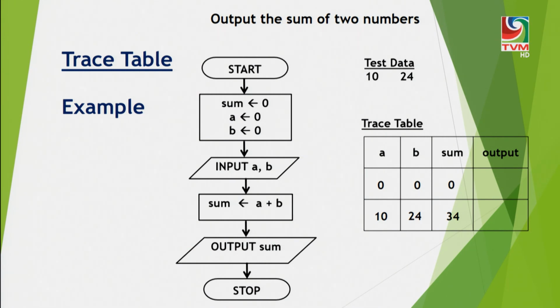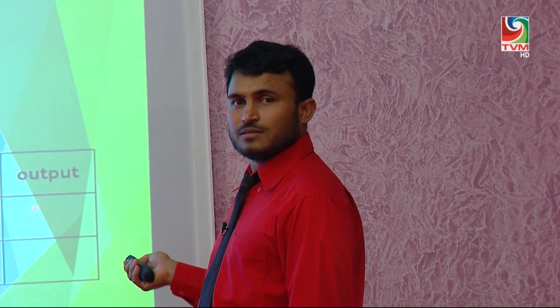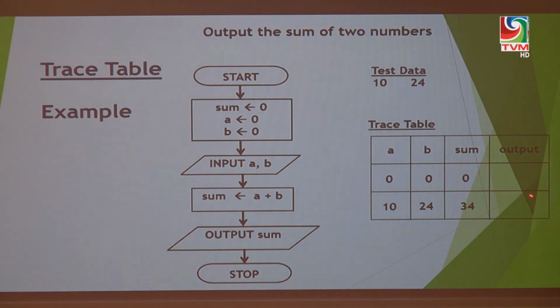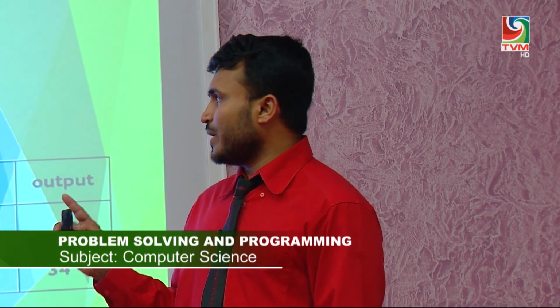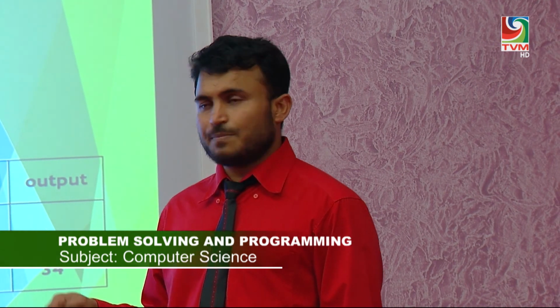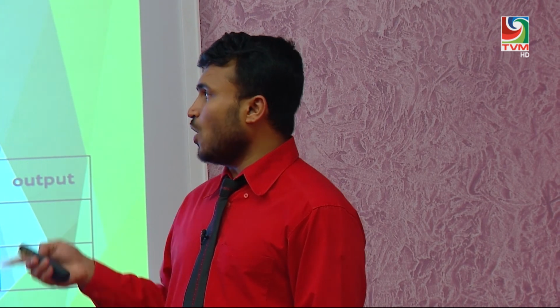In this case, students normally make a big mistake. They try to write the answer here, and that is wrong. The answer should be here at the last. So here the answer will be 34, adding 10 plus 24. This is a simple example of a trace table. You can check the past paper, there are a lot of questions in paper 2 that you can solve. This is how the trace table works. It is also called a dry run.